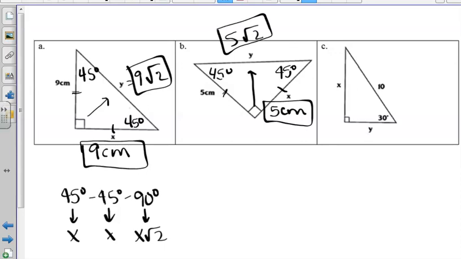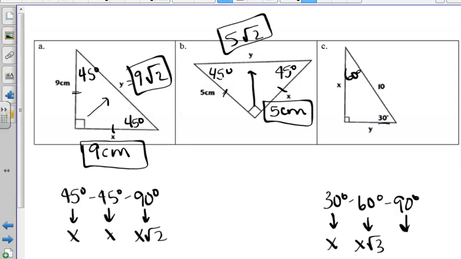In the last example, we can see one angle is 30 degrees, one is 90 degrees. Therefore, I'm missing angle 60. This is our 30, 60, 90-degree relationship. Recall opposite the 30 degrees is x, opposite the 60 degrees is x root 3, and opposite the 90 degrees is 2x. If it helps, I would label all of your sides. So opposite 30 is x. It's already labeled x. Opposite 60 is x root 3.